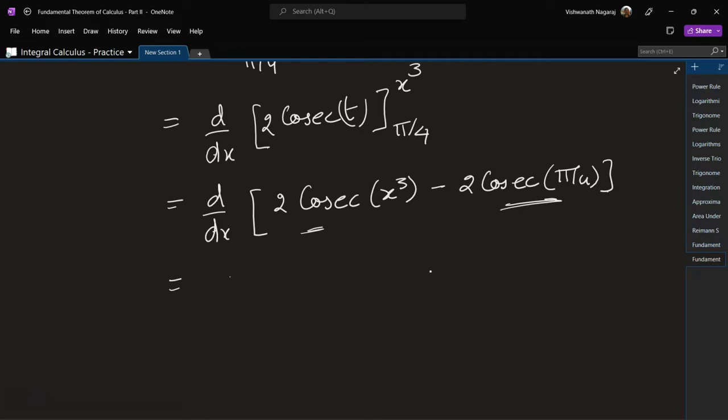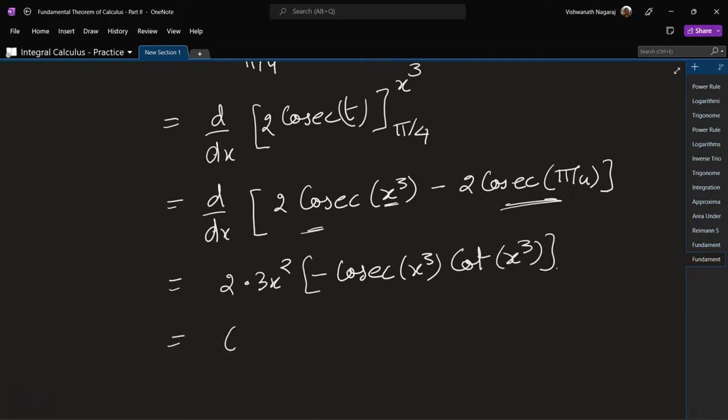So we get 2. Finally, we are going to differentiate this. So 3x square, and if we differentiate cosec, we get minus cosec cot. So minus cosec x cube cot x cube. So finally we get 6x square, minus comes in front, cosec x cube cot x cube. So that is the result.